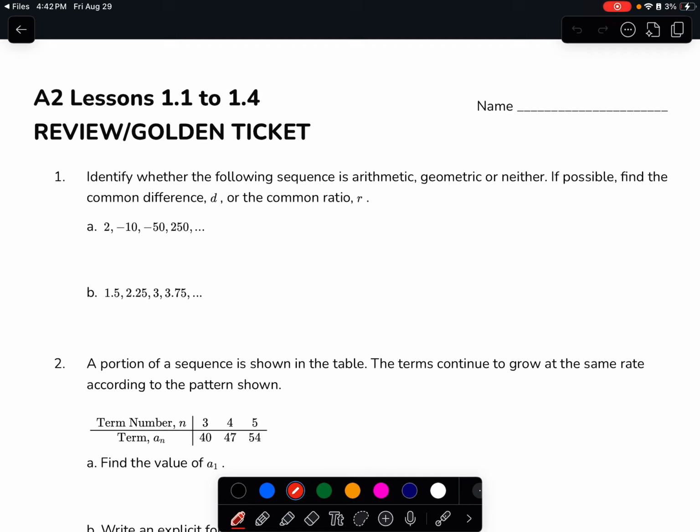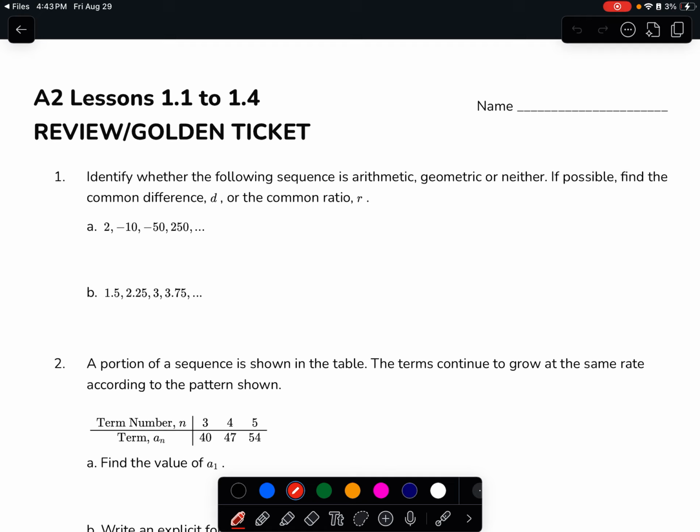Anyway, this is the review for the upcoming quiz for advanced algebra, lessons 1.1 to 1.4. All right? Your quiz is being administered to you next week, the last days of the week.